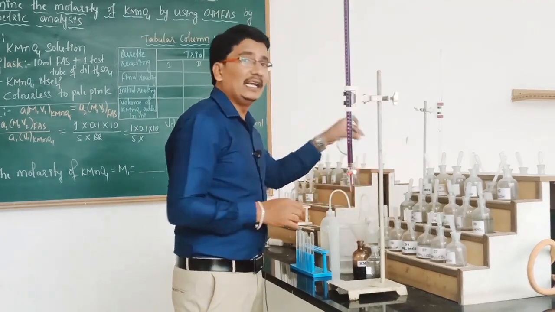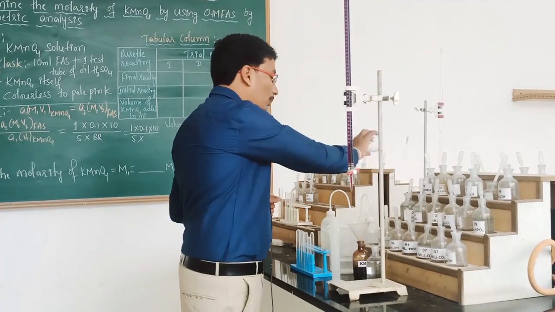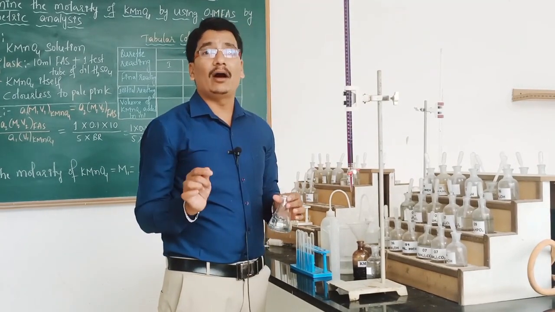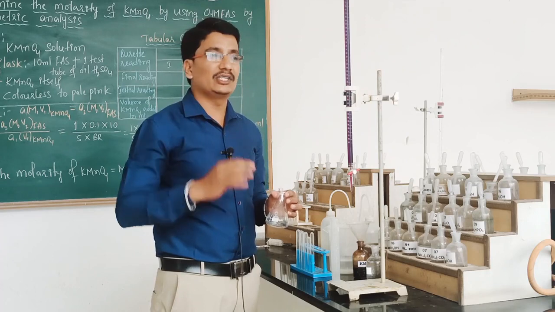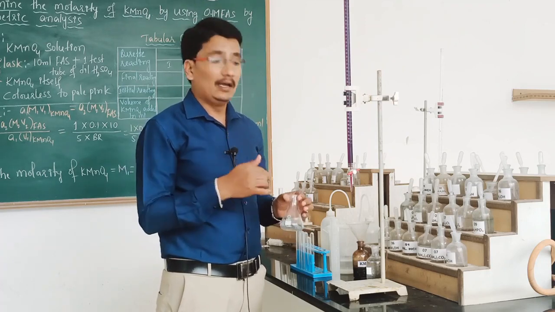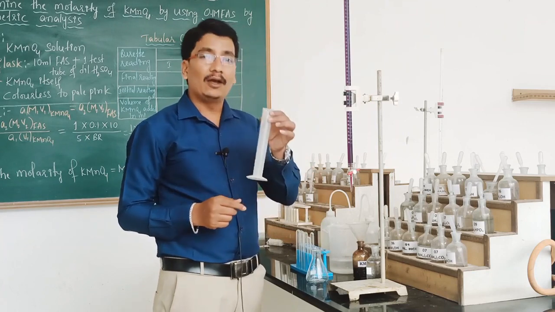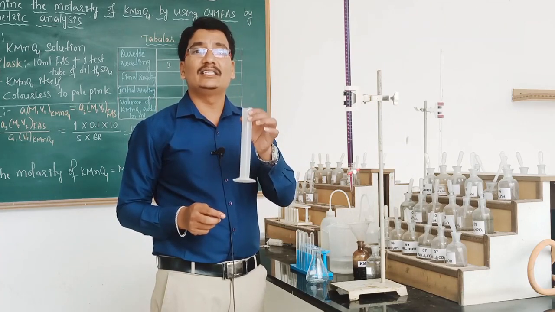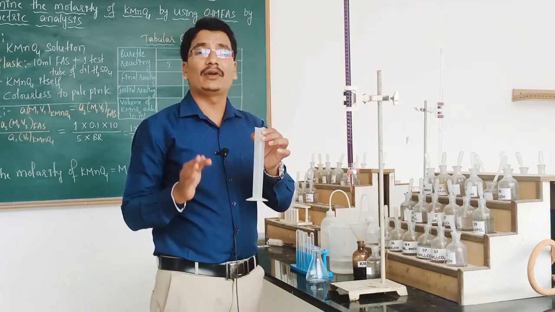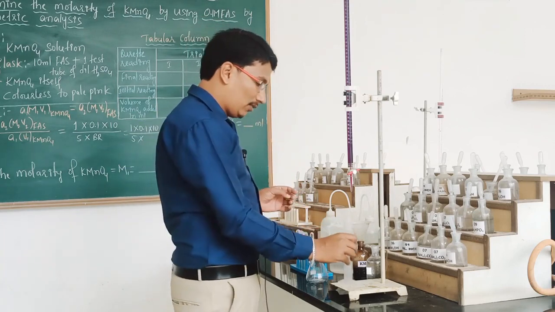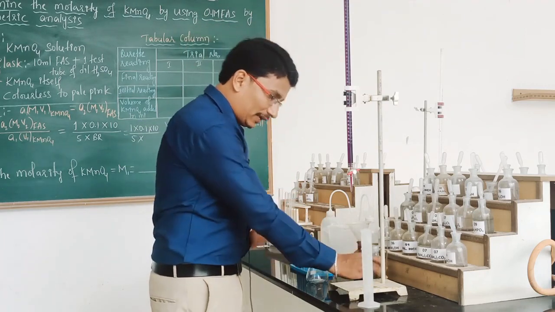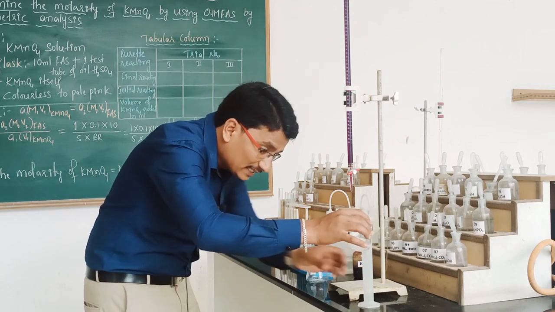To the clean conical flask, we have to pipette out 10 ml of FAS solution. In the last year, we used a pipette for pipetting a solution, but because of COVID, instead of a pipette, we are going to use a measuring jar for measuring 10 ml of FAS solution. Now, I measure 10 ml FAS solution by using the measuring jar.